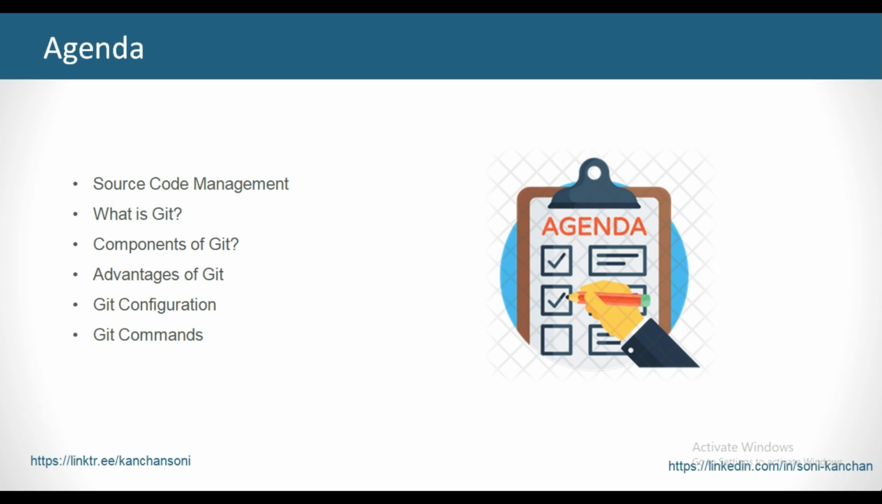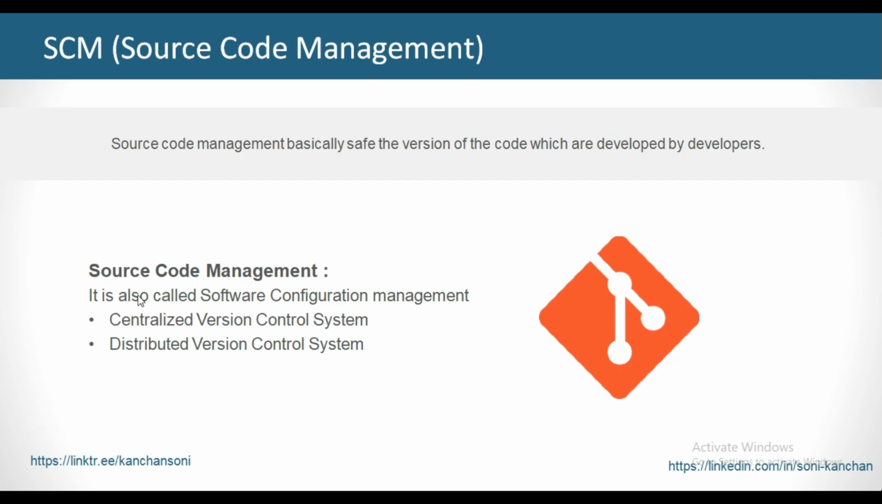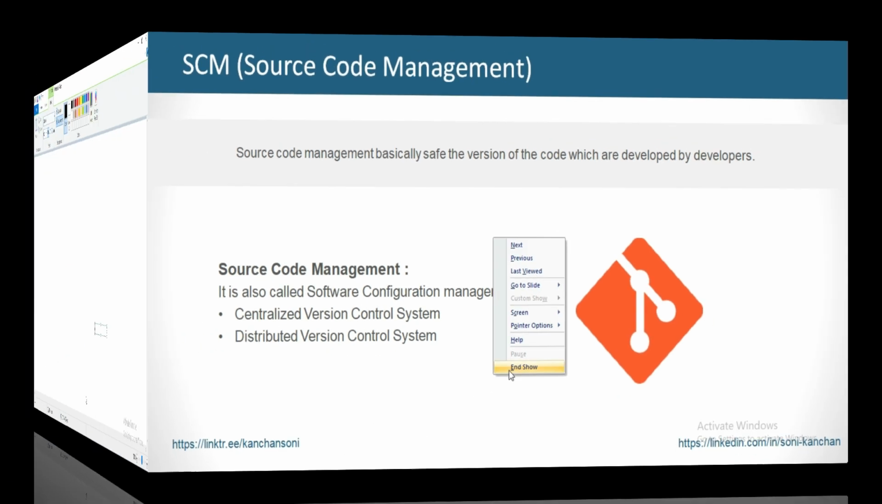So first let's understand the concept of source code management. As mentioned in the slide, source code management is done in two forms, that is centralized version control system or distributed version control system. This is also called software configuration management, right? So what exactly is the meaning of source code management, how it has been done, what people are following. So let's move to the paint.